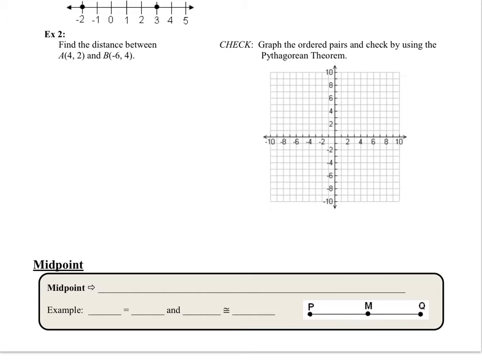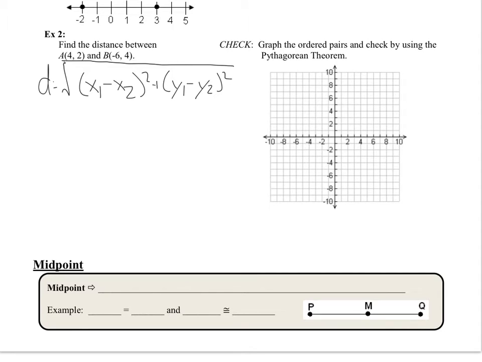Now remember, the distance formula is d equals the square root of (x1 minus x2) squared plus (y1 minus y2) squared. And the square root goes all the way across all of that. Now we are just going to plug in our points.